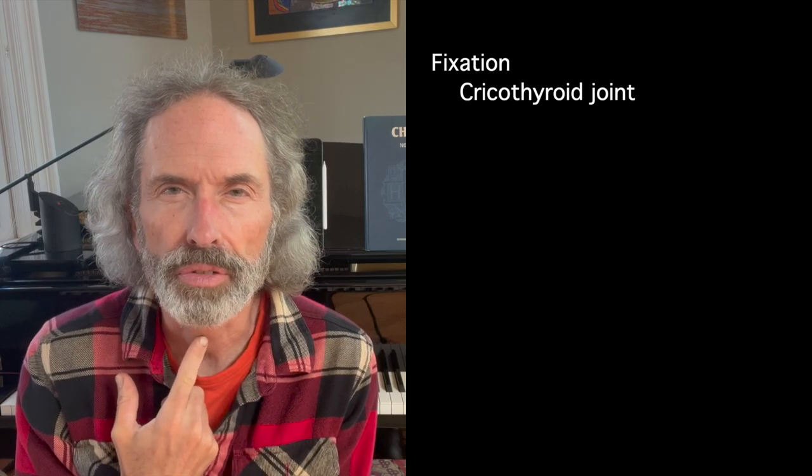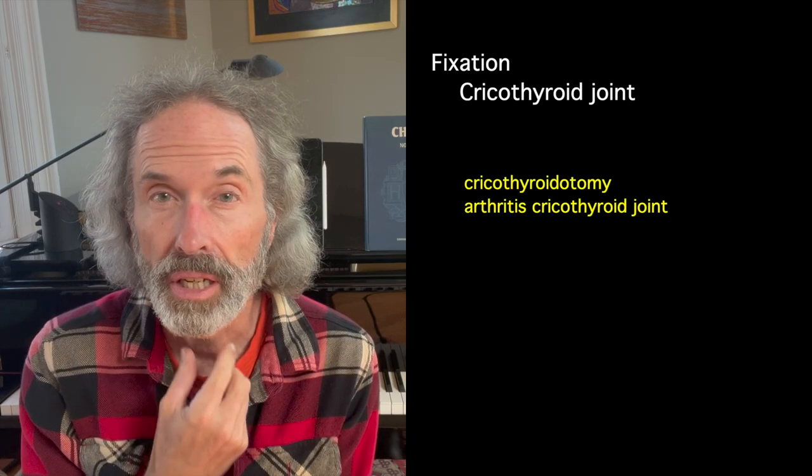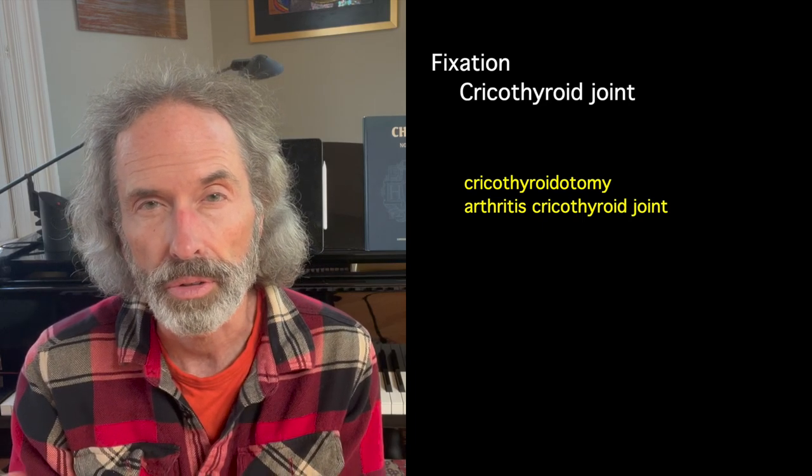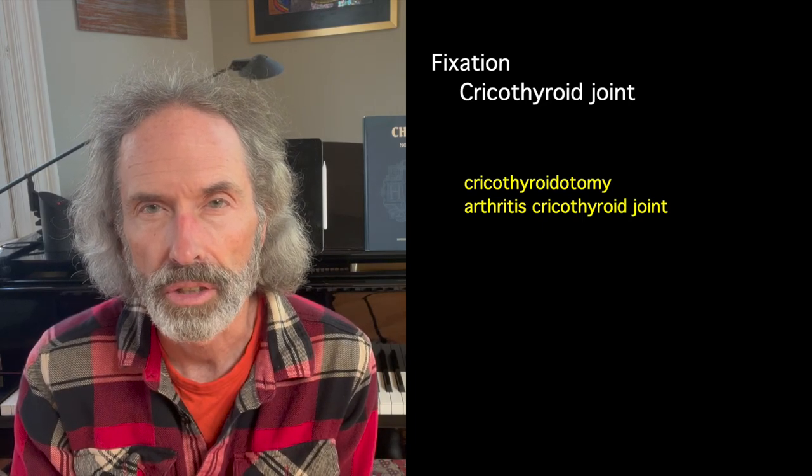One of the caveats of making a diagnosis of superior laryngeal nerve paresis is that there are conditions that can mimic it. For instance, I've seen an individual that had a cricothyroidotomy, and that ended up fixing the cricothyroid joint in place. So even though the muscles and the nerve were functioning, it couldn't move.